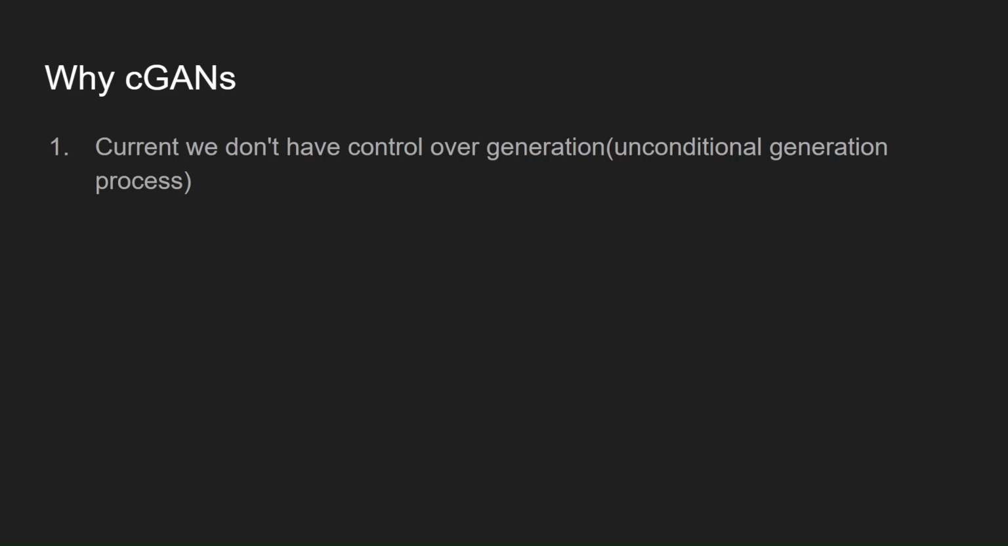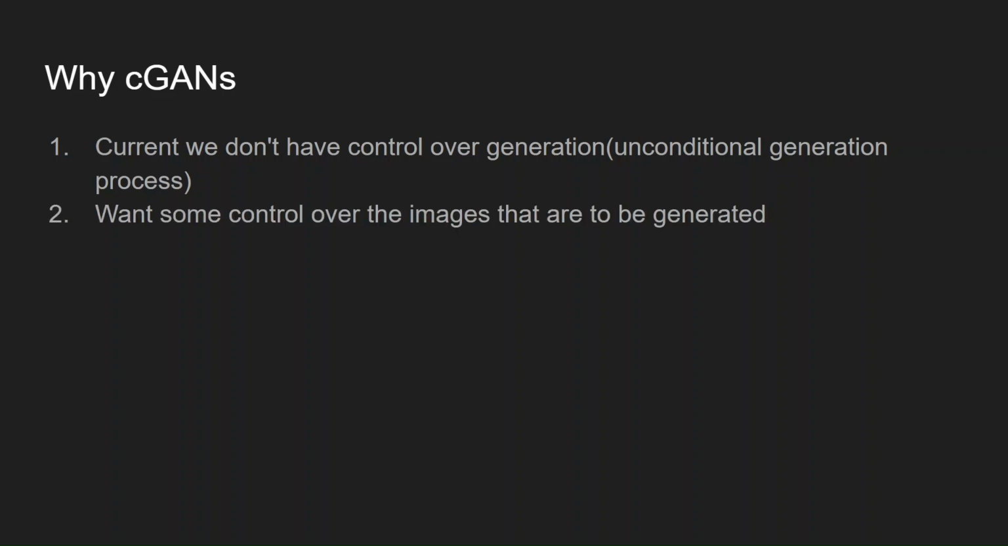Why do we need them? First of all, currently we don't have any control over the generation. For example, all I'm doing is to give some random noise to the generator, and it's the choice of the generator whether it wants to convert it into a shoe or a bag or a t-shirt. So we don't have any control over the generation. So this leads to this statement: we want some control over the images that are to be generated. We don't want to randomly generate images. We want to generate very specific images which we need.